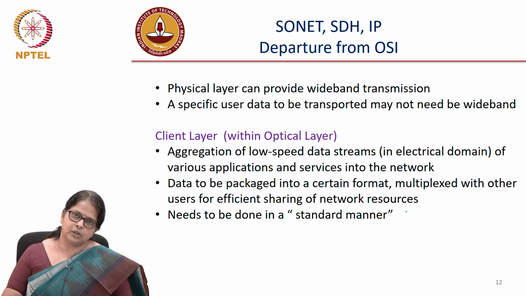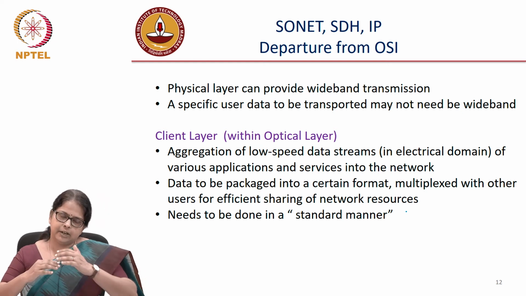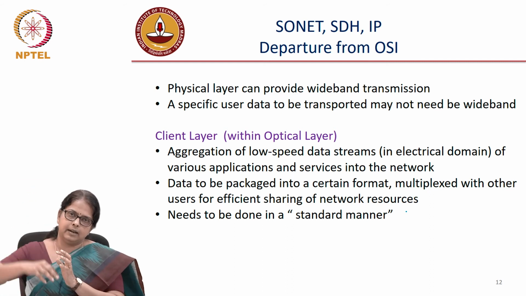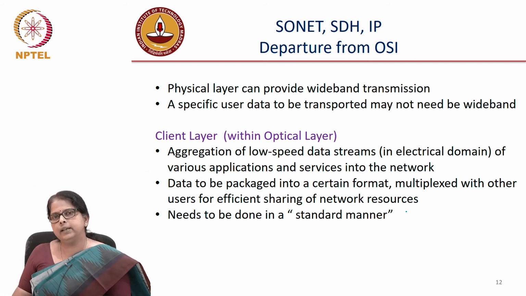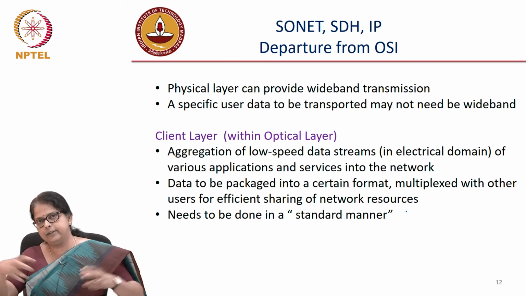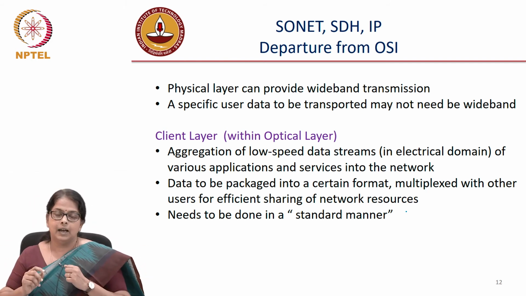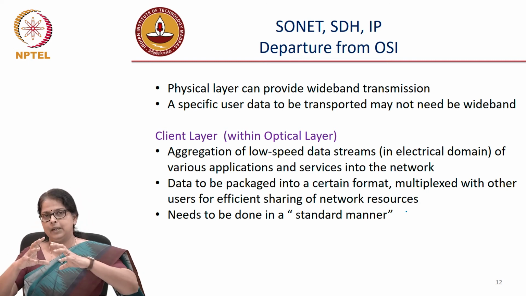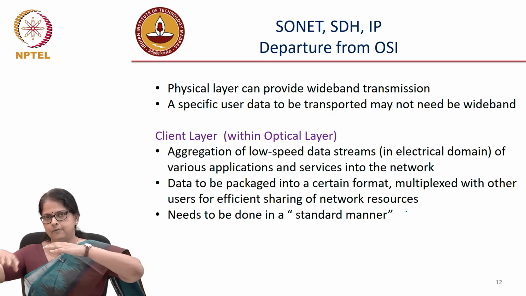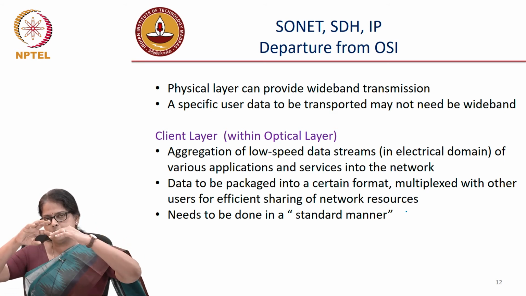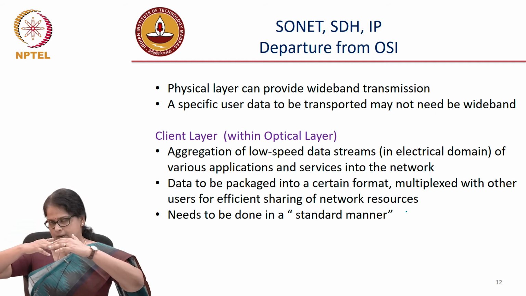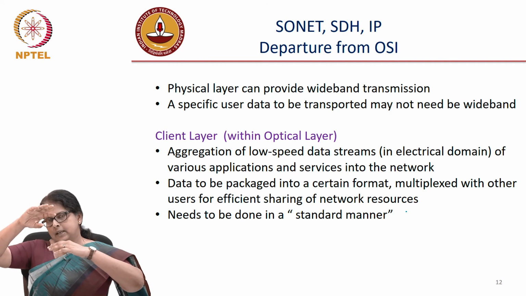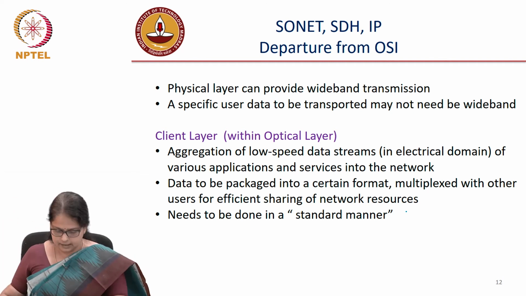So, the new layer is called the client layer, and we will try to fit it within the optical layer, because we do not really want to disturb the entire layering system. So, what does this client layer do? It will try to aggregate the different low speed data streams. Remember, this happens in the electrical domain, not in the optical domain. Even though we say it is within the optical layer, remember that in the optical layer there was a fiber infrastructure, and there was an upper layer which was partly electrical, and then you had transceivers. So, this client layer sits above the transceivers, which means that the client layer still handles the electrical information.